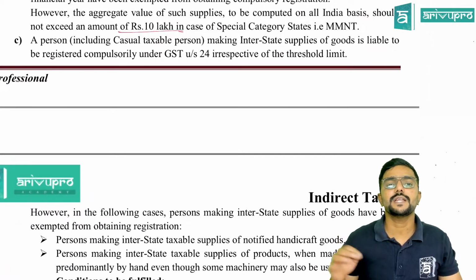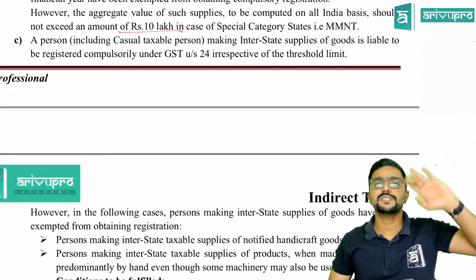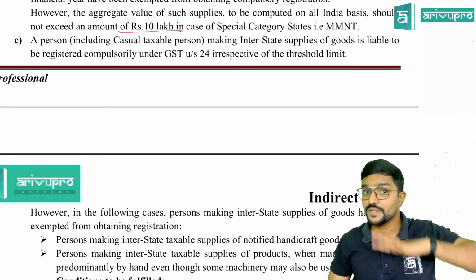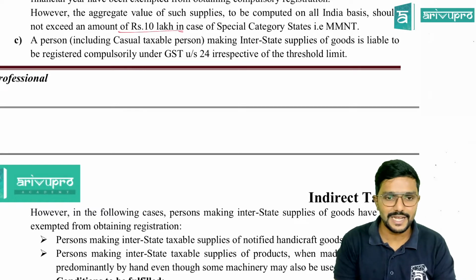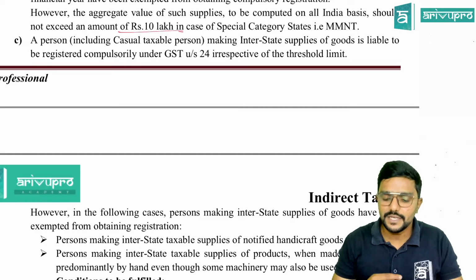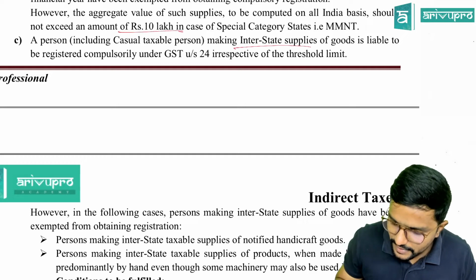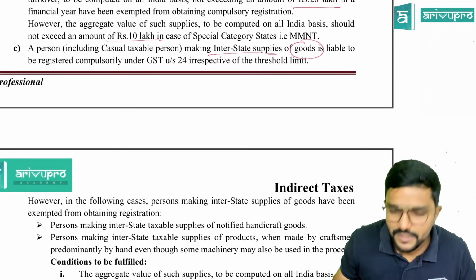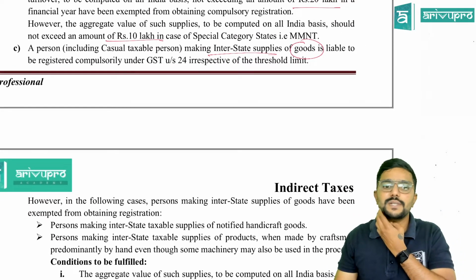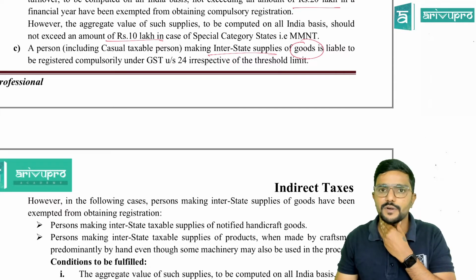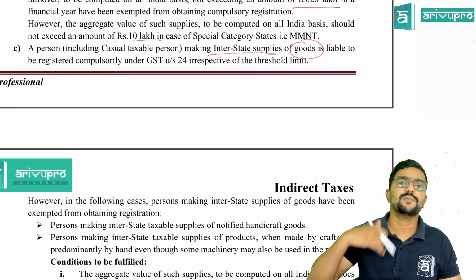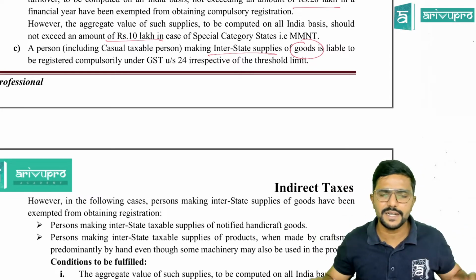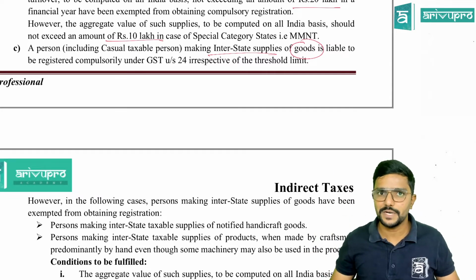Next, C. A person including casual taxable person. So as per section 24, a casual taxable person is supposed to get registered. Yes, sir. So a person including a casual taxable person making interstate supply, again of what? Goods, is liable to be registered compulsorily under GST under section 24. Agree? So a casual taxable person as well as the supplier of goods supplying goods outside the state, they should mandatorily get registered as per section 24.